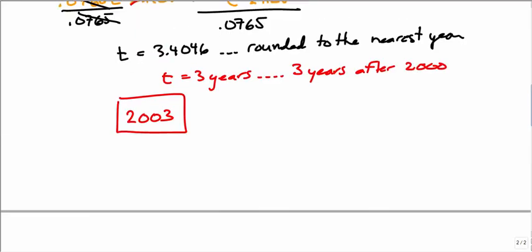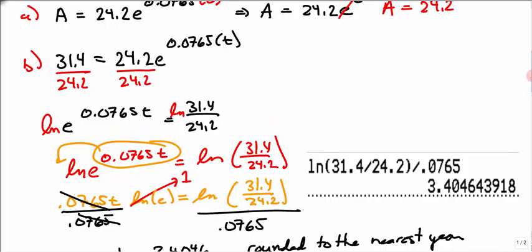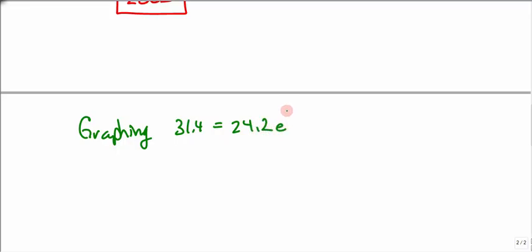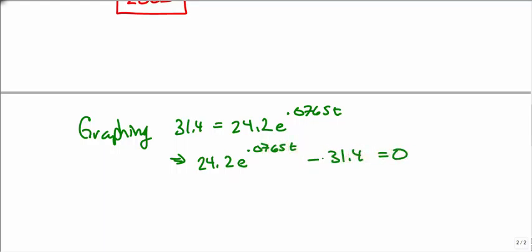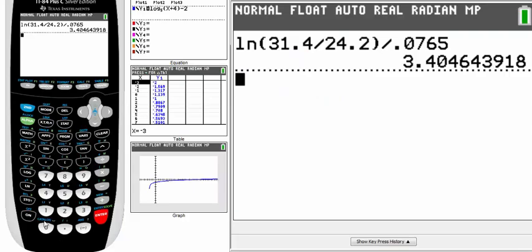Now another way we could have solved this same problem is by graphing. So let's go ahead and look at this graphically as well. So our original problem was up here, 31.4 equals 24.2 e to the 0.0765 t. But I can't graph this. I would have to graph this set equal to 0. So I'd subtract the 31.4. Now notice the minus 31.4 is not in the exponent, it's in the base. So let's go ahead and graph this.